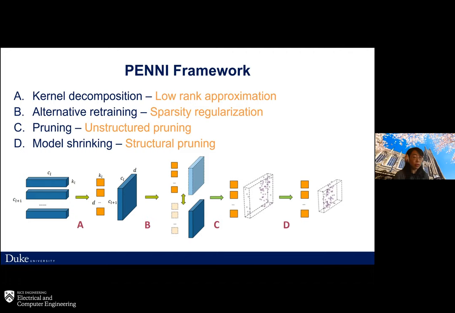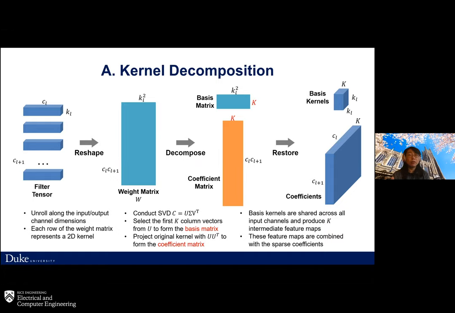The first step is the kernel decomposition, which consists of several steps as well. It starts with a feature tensor, where the kernel size is K_l by K_l, the input channel size is C_l, and the output channel size is C_{l+1}. In our first step, we unroll the kernel along the input channel and output channel dimensions. After unrolling, it forms a weight matrix W, and each row represents a 2D kernel.